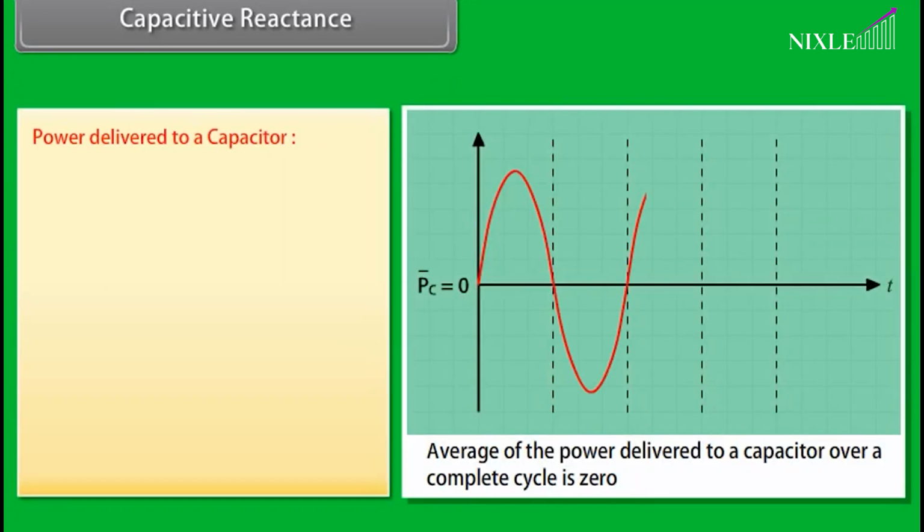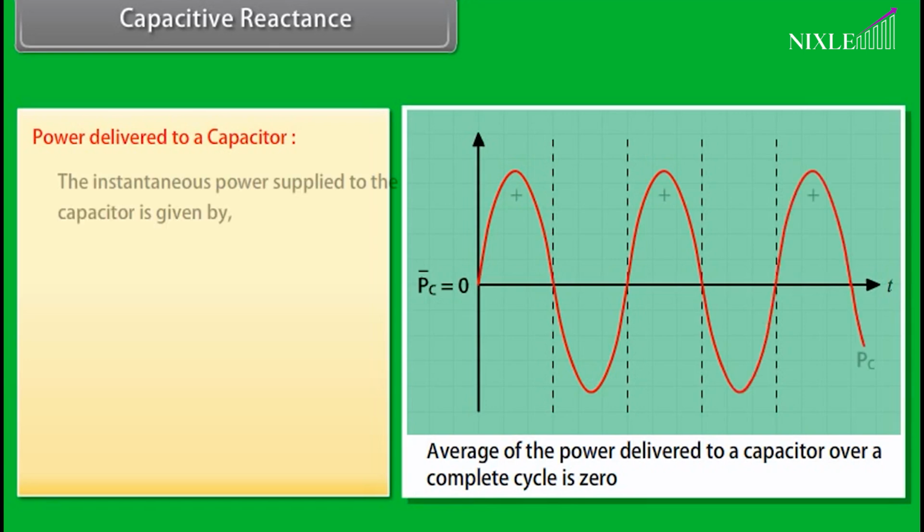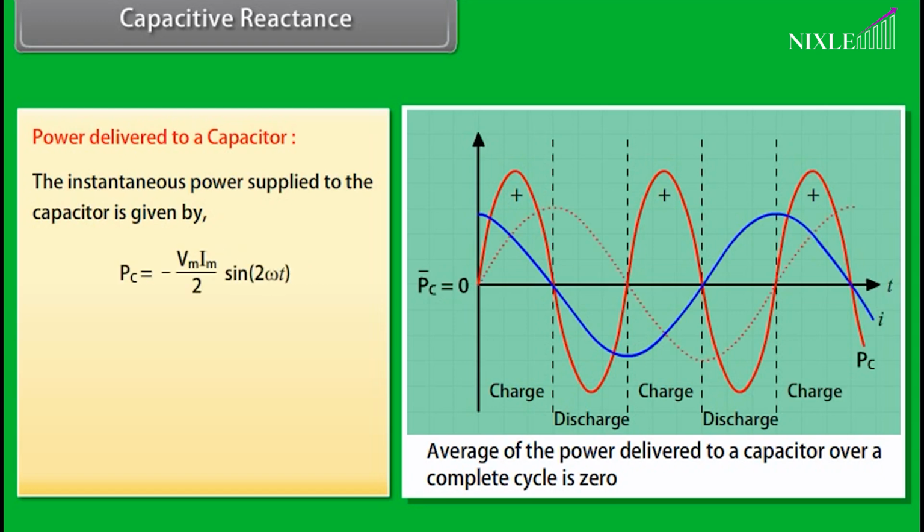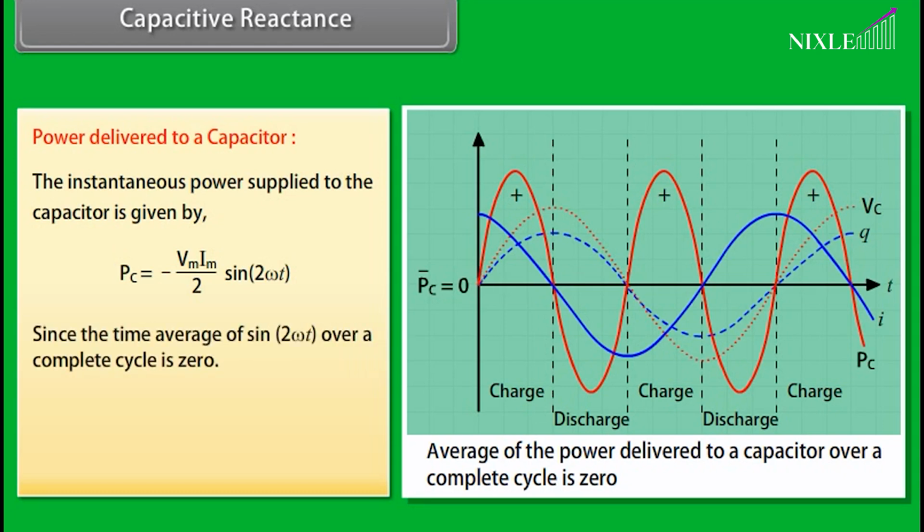Power delivered to a capacitor. The instantaneous power supplied to a capacitor is given by Vm Im upon 2 multiplied by sin 2 omega t. Since the time average of sin 2 omega t over a complete cycle is 0, therefore capacitor power is equal to 0. Phasor diagram of a capacitive circuit.